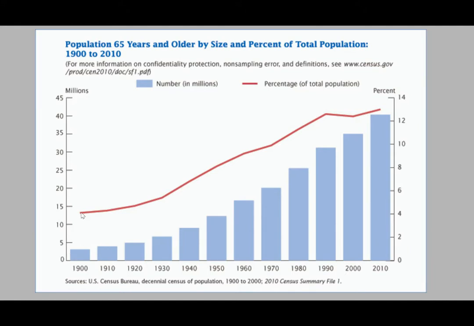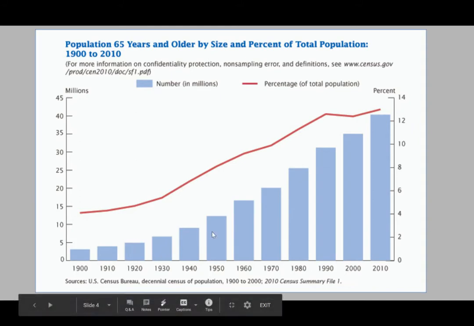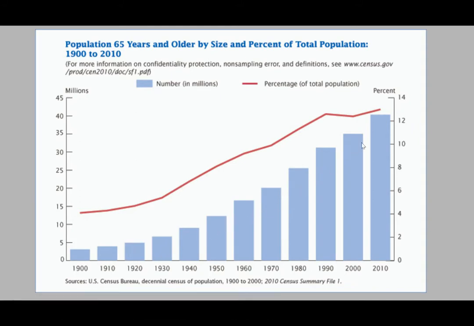That was about 13% of the entire population. Or excuse me, I'm sorry, not percent. That was about 5%, because we got to come back over here for the red one. Now, as time went on, the number of 65 years and older people went up because our healthcare got better and things improved for us. So by 2010, we're looking at almost 40 million people who are 65 years and older.